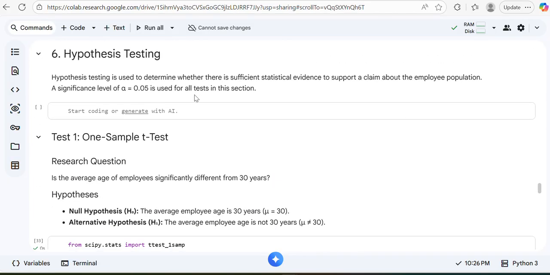And this is the hypothesis testing. I performed three hypothesis tests. The first one was a one-sample t-test to determine whether the average employee age is different from 30 years old. The p-value was less than 0.05, so I rejected the null hypothesis and concluded the average employee age is significantly different from 30 years old.